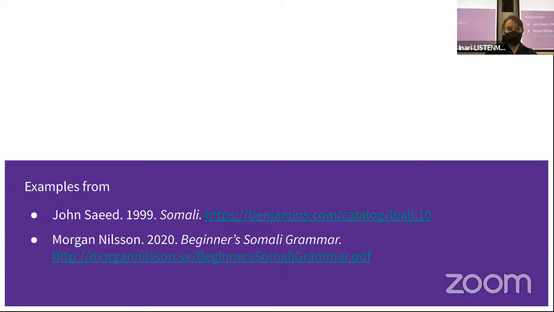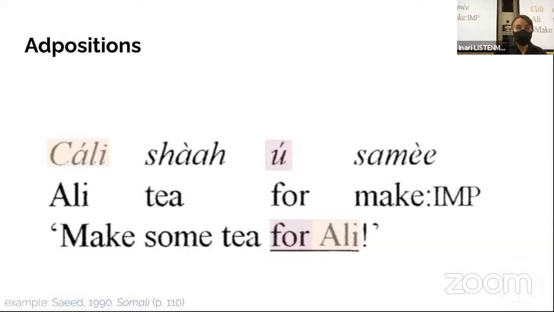So, adpositions. Here's a Somali sentence with an English translation and an English gloss. In English, we would have a prepositional phrase, for Ali. In Somali, instead, we have Ali at the start of the sentence, and the adposition u comes later, before the verb.